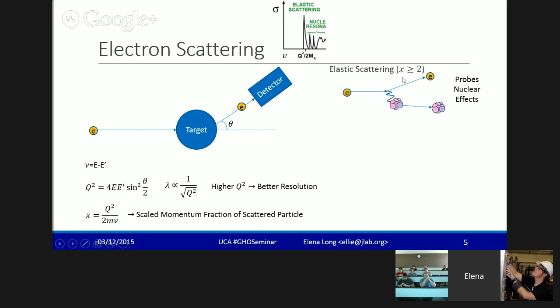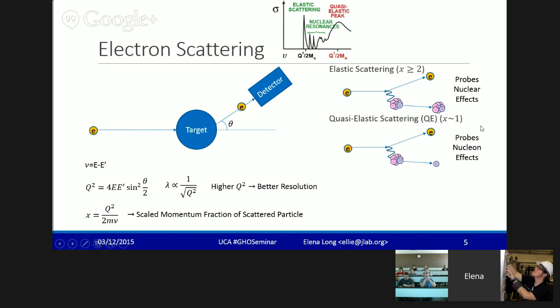So when we talk about the x greater than 2 range, we're really probing nuclear effects that are a combination of the entire nucleus. If we change the region we're looking at and go to about x of 1, we call this quasi-elastic scattering because we're knocking out a proton or a neutron, but we're only hitting just the proton or neutron, not getting any deeper than that. So it's like elastic for the proton and neutron, but it's quasi because it's knocking it out of the whole nucleus. When we do that, we add to our plot up here this broad distribution peak that you get when you're knocking out one proton or one neutron.